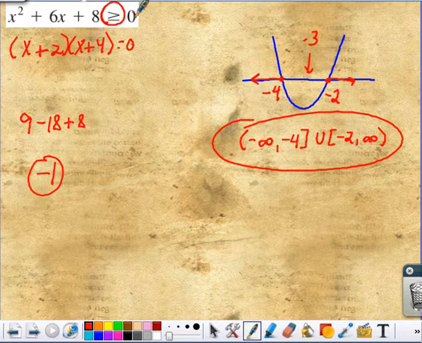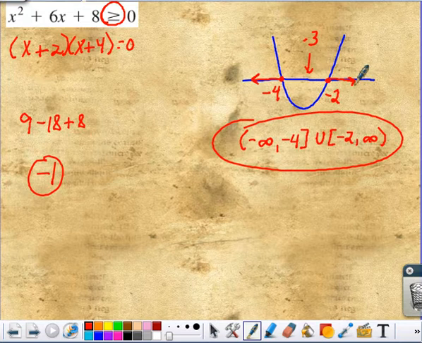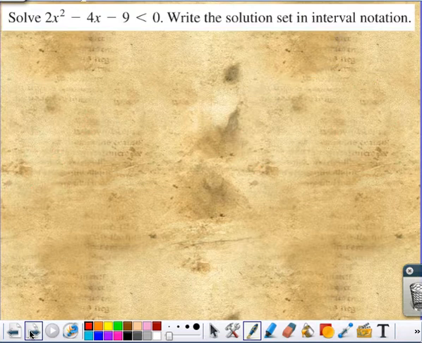Is negative 1 greater than or equal to 0? No, it's not. If you plug in any values in here, it will not work. If you plug in any values on the outside, it will work. Okay, it will always be greater than or equal to 0. That's your plug in. Last one.